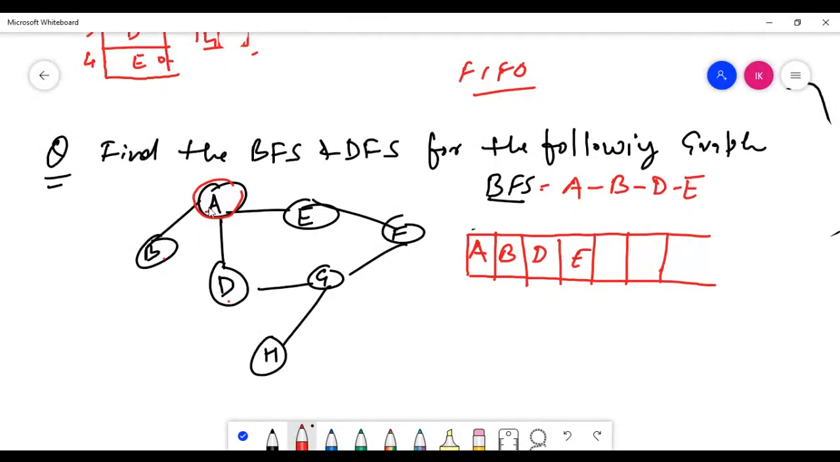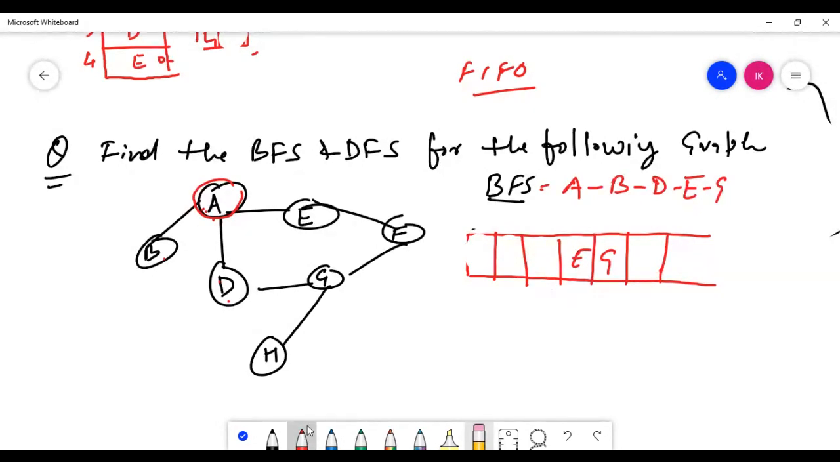Okay? Now A is finished, because A finished means all its adjacent neighbors are finished. So you can remove A from the queue. Next node is B. Check B. B adjacent is A, already finished. Remove B. Next node is D. D adjacent is G and A. A is already finished, you can see here. So remaining is G, write G here. Okay? Now D is finished. Remove D.